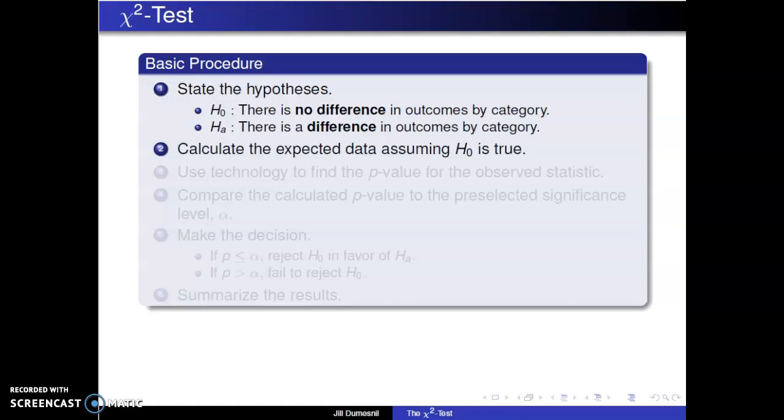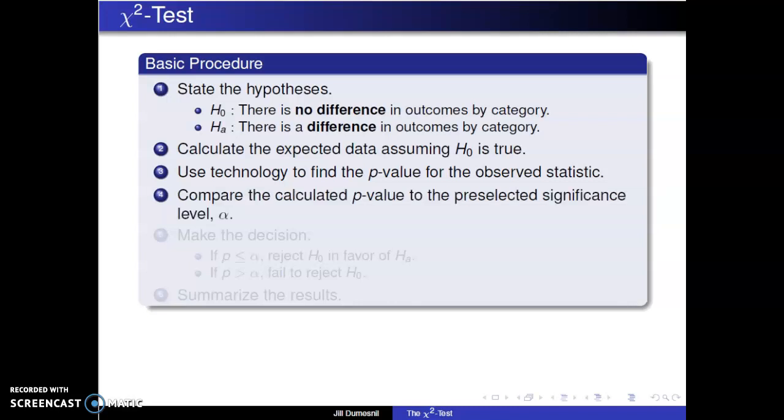Next, we must calculate the expected data assuming the null hypothesis is true. We will show how to do this in our examples. Then we use technology to compute the p-value for the observed statistics. Compare the calculated p-value to the significance level alpha, and make our decision. If p is less than or equal to alpha, we reject the null hypothesis in favor of the alternate hypothesis. If p is greater than alpha, we fail to reject the null hypothesis. Finally, summarize the results.